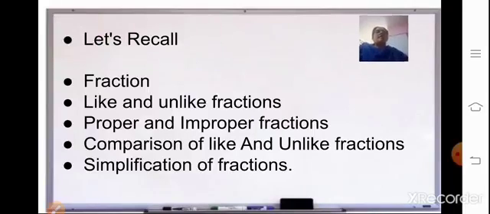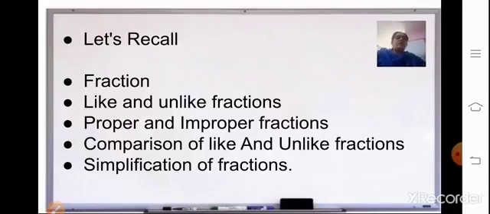Now in the last class we have already studied about what is a fraction. We also learned about the like and unlike fractions, where in like fractions the denominators are same and in unlike fractions the denominators are different. Proper and improper fractions, where in proper fraction the numerator is smaller than the denominator and in improper fraction the numerator is greater than the denominator.